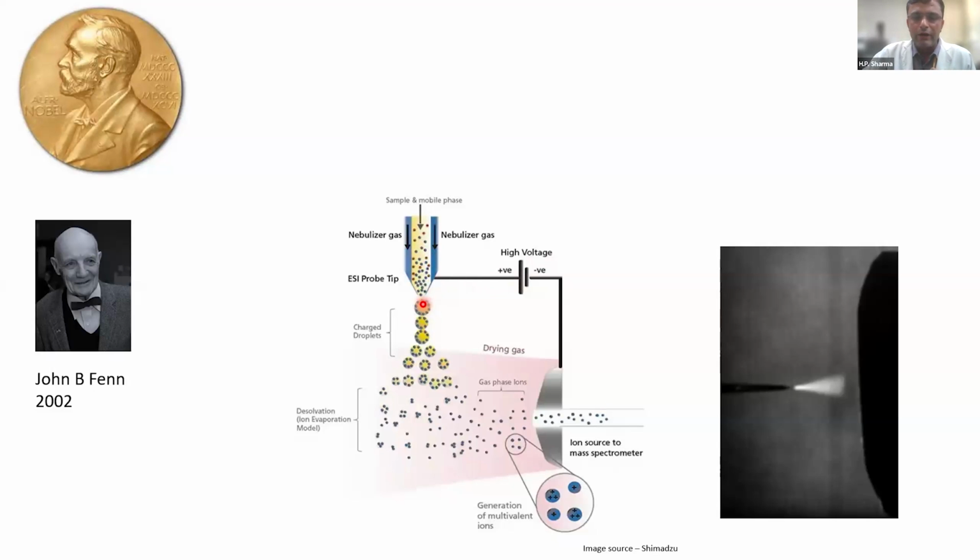Once they get ionized, the clusters are there and the solvent molecules are also there. Now they are traveling, and the heated gas is also passing through. Because of the effect of that heated gas, your solvent molecules are getting evaporated, so desolvation is happening. At a certain point, there will be a Coulombic explosion because the like charges are coming quite near to each other. So the Coulombic explosion will happen, and then you have generation of multivalent ions. Finally, those ions will enter the mass spectrometer.